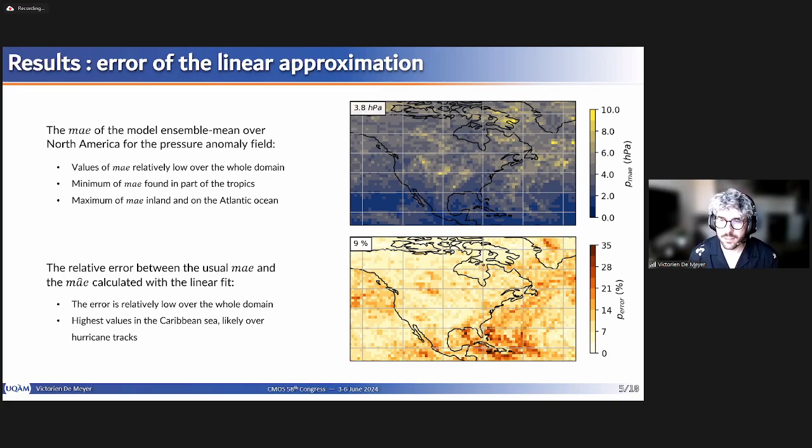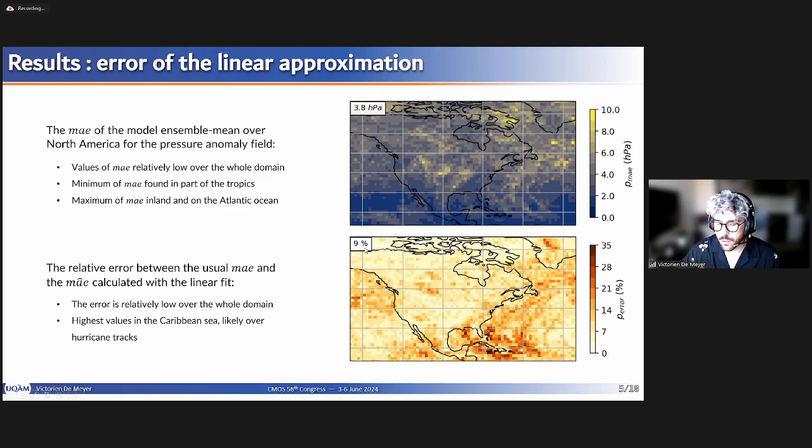And looking at the MAE this time calculated with the linear fit, it's actually the relative error between the MAE and the one calculated with the linear fit here. So that plot tells us whether the linear fit is a valid approximation of our time series. You can see here that we have pretty strong values around the tropics, especially in the Caribbean Sea. It means that we have to be extra careful using that linear fit in that region.